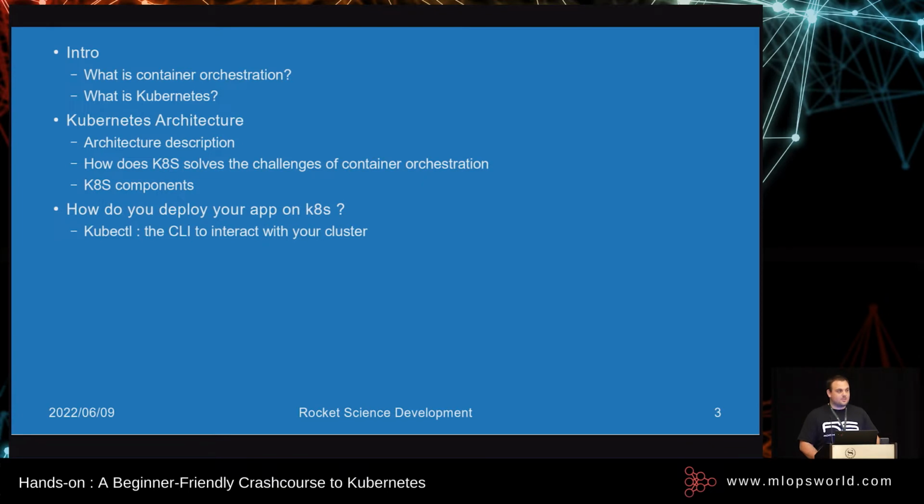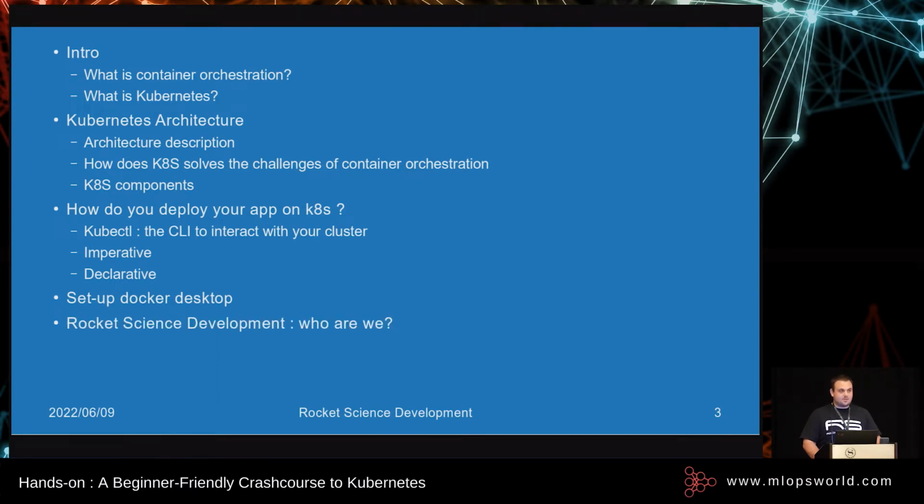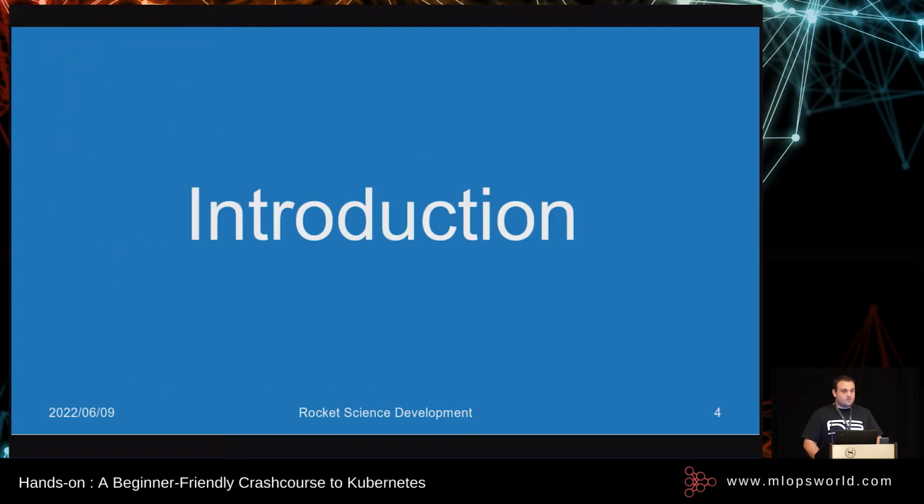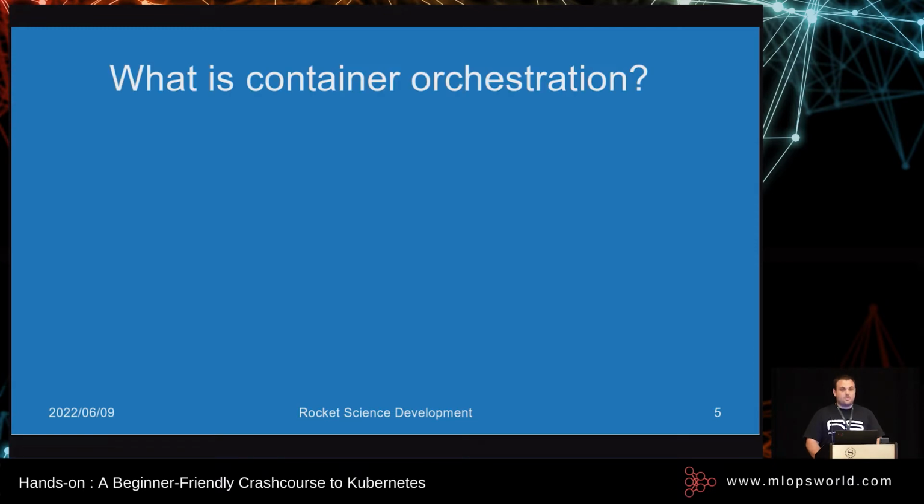So yeah, just in case I haven't said it before, we'll use the command line quite a bit. So I hope this will also be an introduction to this wonderful tool that is the command line. We'll talk a little bit about imperative deployments as well as declarative. We'll set up Docker Desktop or whatever works best on your operating system. As you know, I work for Rocket Science Development, so I'll also introduce Rocket Science, the MLOps Institute, and the resources.